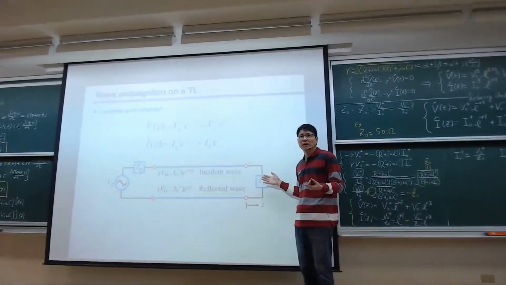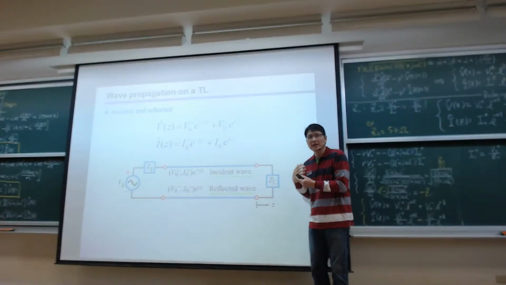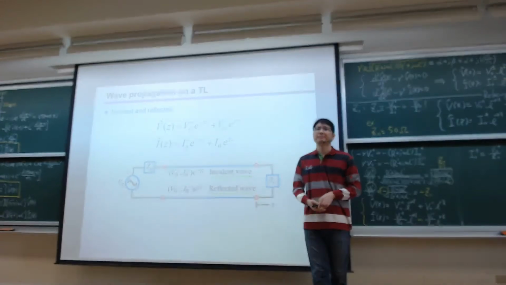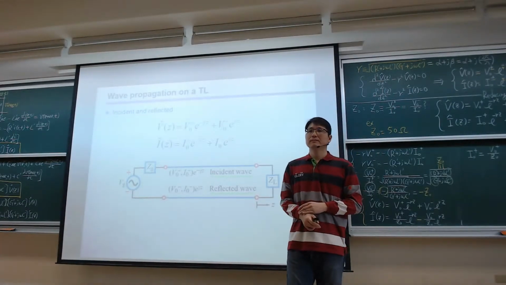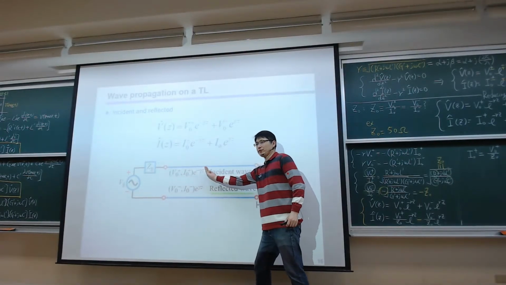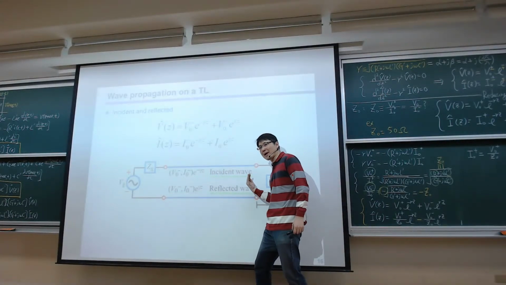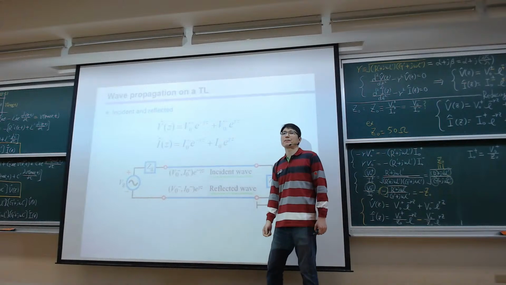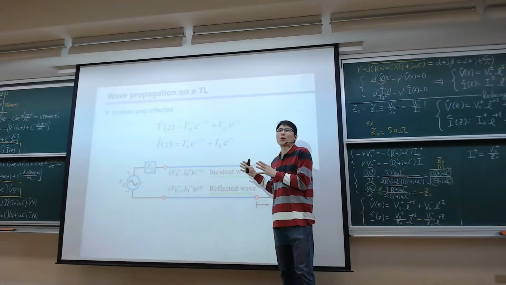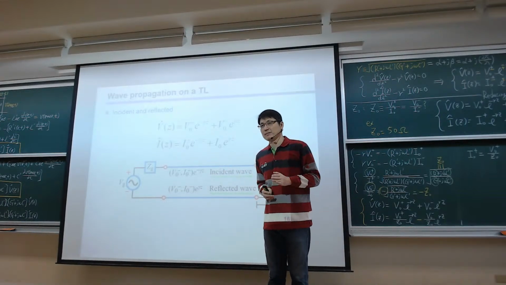50 does not equal 100. So partially, some of the voltage, some of the current, and some of the power are reflected back. So therefore, you have input forward propagating waves, and you can also have a backward reflected wave. So that's the physical origin of having V0 plus, V0 minus.